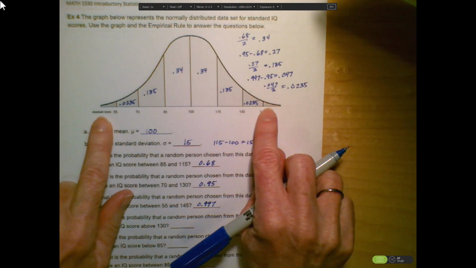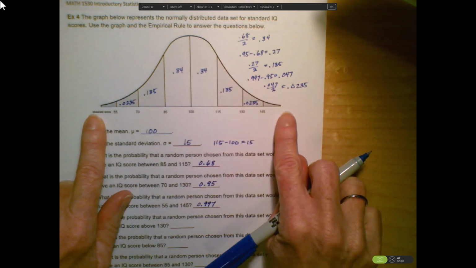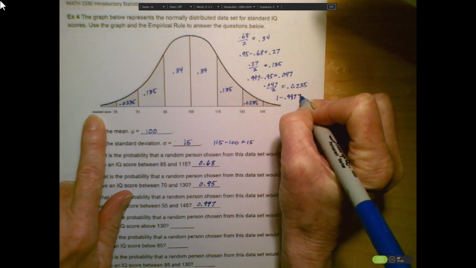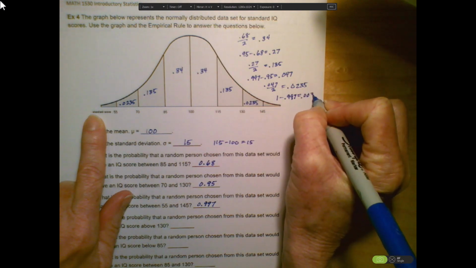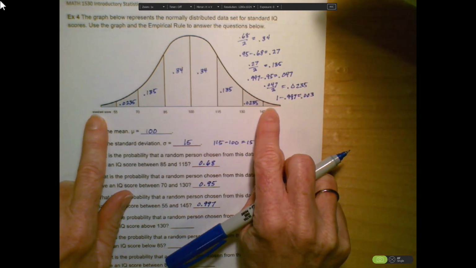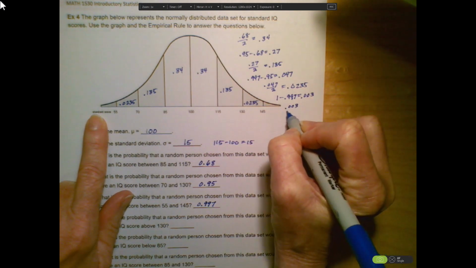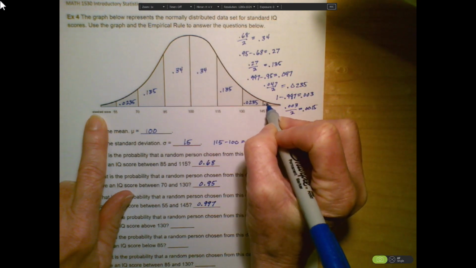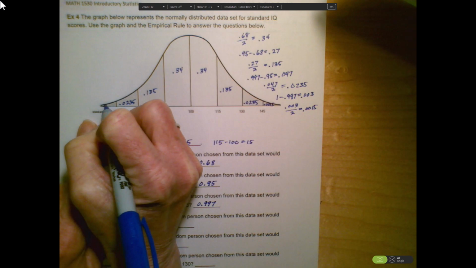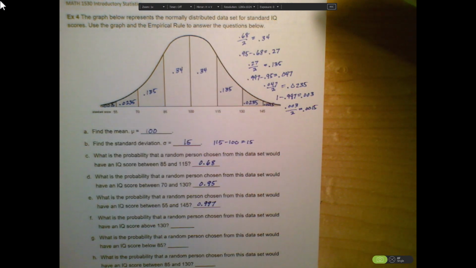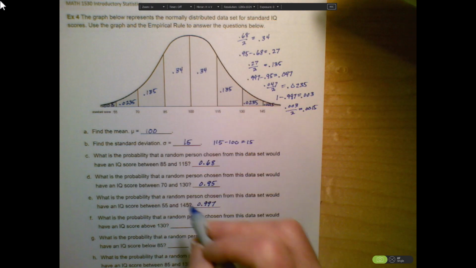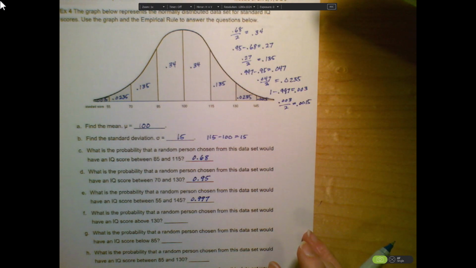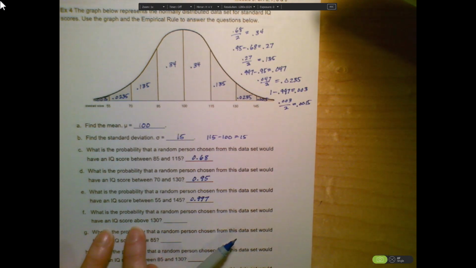So let's see if we can label those. We know the whole thing is 1, but we've already accounted for 0.997, so how much is left? 0.003. But it's split into two equal parts. So 0.003 divided by 2 is 0.0015. So this is 0.0015 and this is 0.0015. Okay, now they can ask me all kinds of questions using these IQs, and I can just add up the slices that are involved. And this one, back to this one, it said above 130.